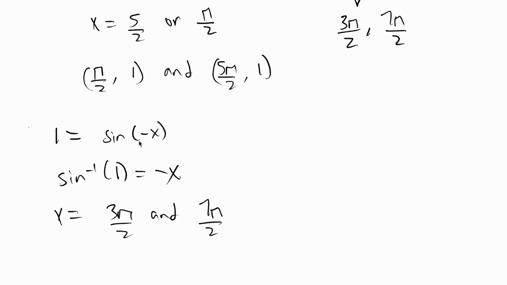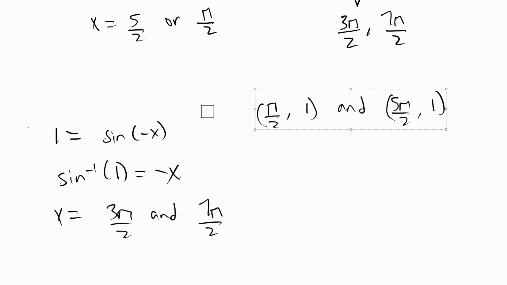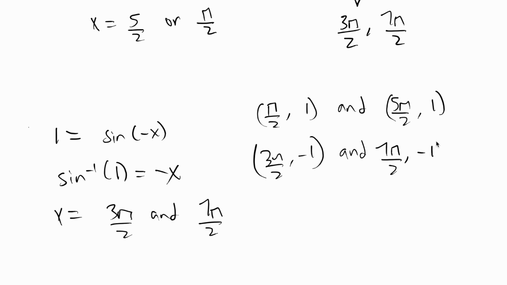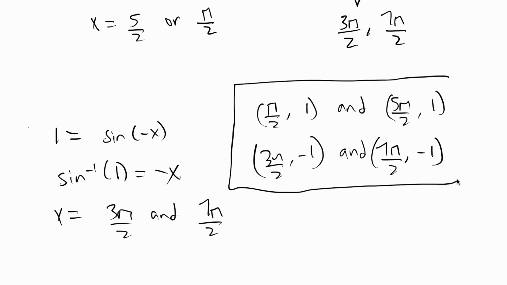So our final set of coordinates are then 3 pi over 2 comma negative 1 and 7 pi over 2 comma negative 1. These are our 4 coordinates which answer our question.